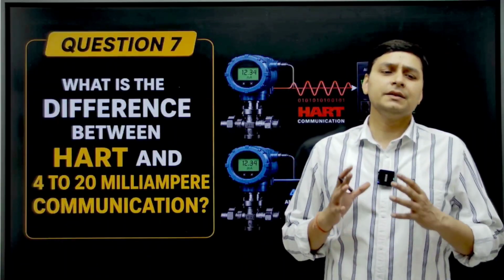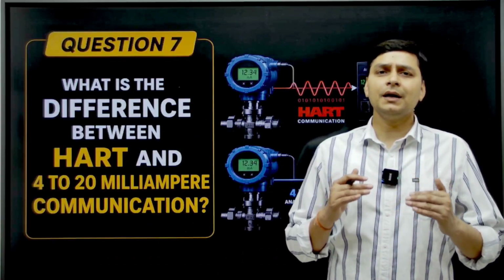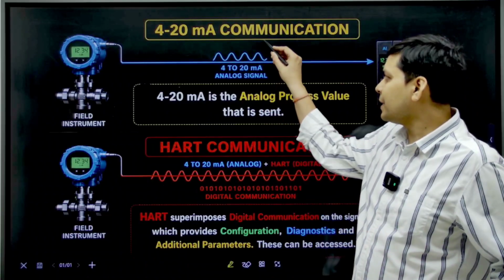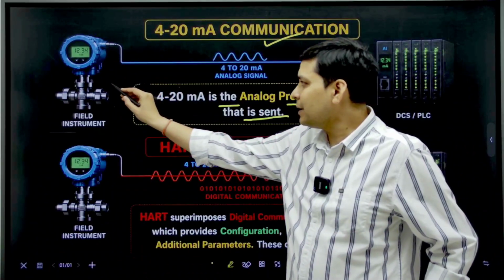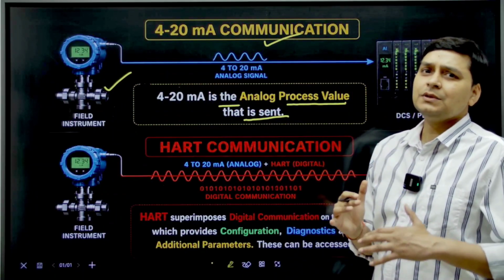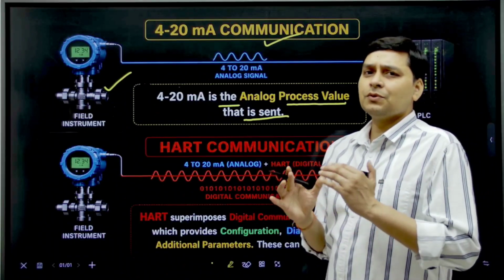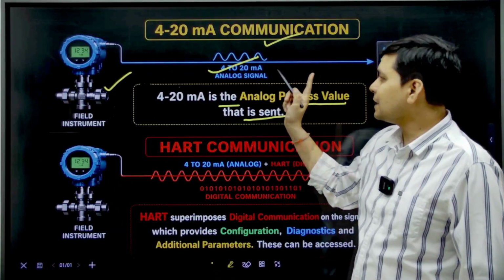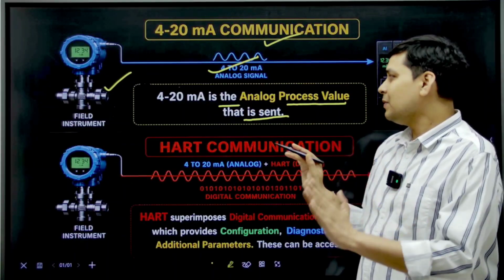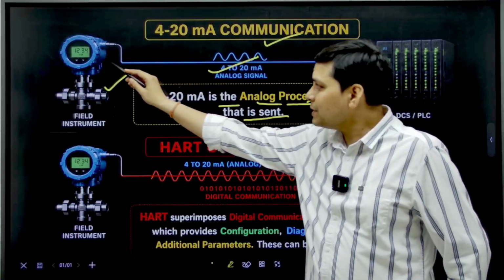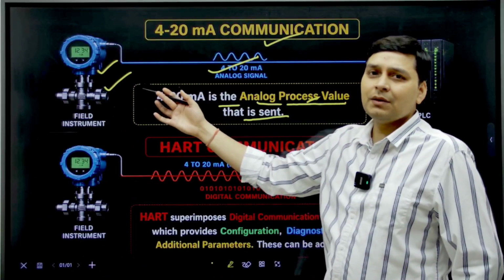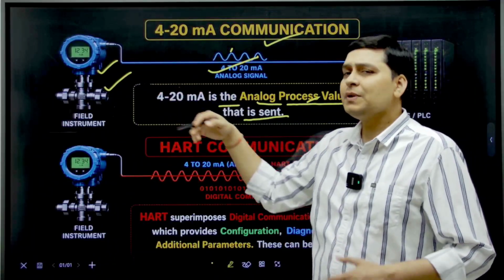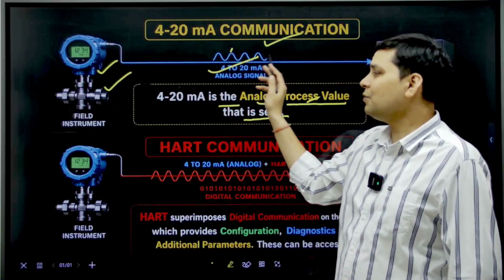Now let's discuss the next question. What is the difference between HART and 4 to 20 milliampere communication? First we will discuss 4 to 20 milliampere communication. Suppose a field instrument is installed anywhere in the field, and this field instrument's output is a 4 to 20 milliampere signal. So this field instrument will send a 4 to 20 milliampere signal as the output, and it will be the analog process value. Suppose it is measuring pressure, so it will send the value of pressure in the form of a 4 to 20 milliampere signal. Suppose it is measuring flow, so it will send the value of flow in the form of a 4 to 20 milliampere signal.